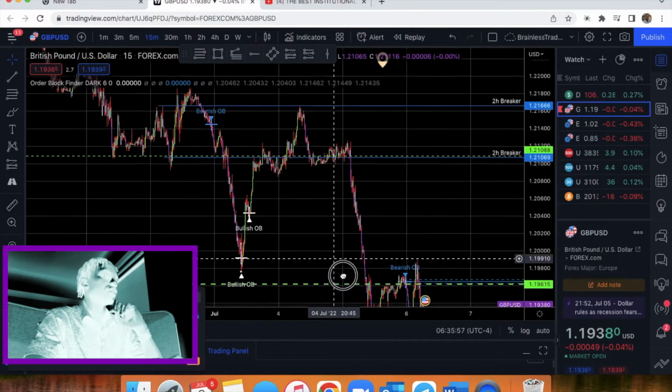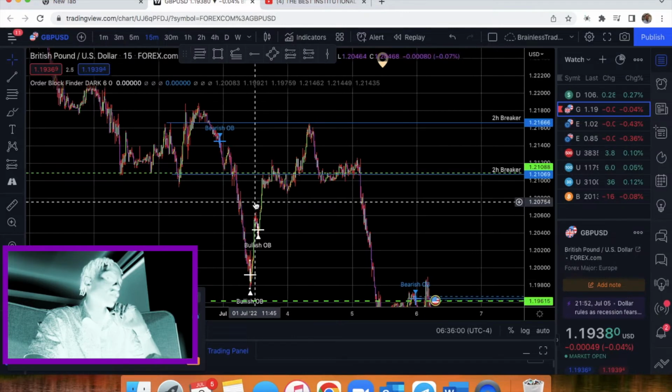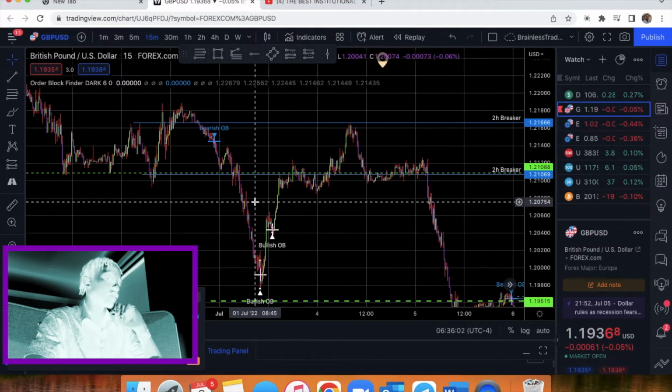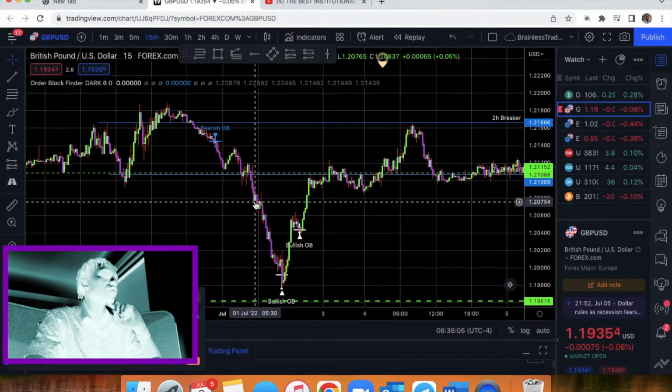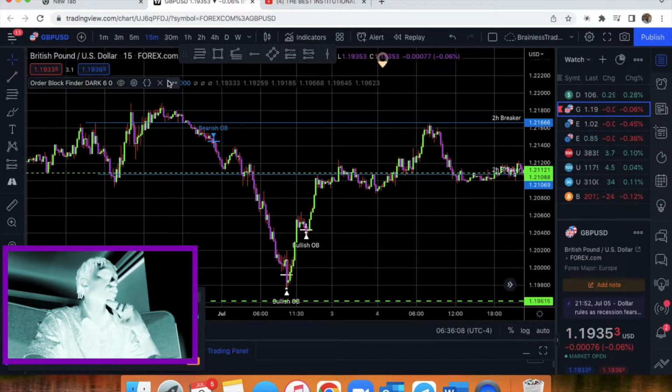So anyways, right off the bat, you can see it trying to identify some order blocks. And right off the bat, I'm looking and I'm wondering, what is it talking about? Like, what order block is it even pointing to right here?